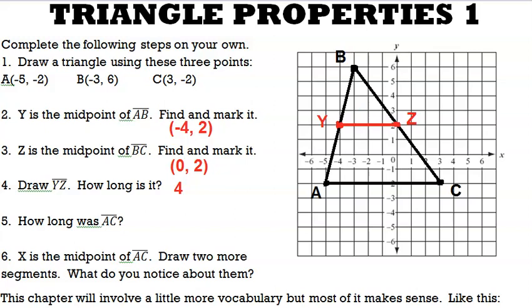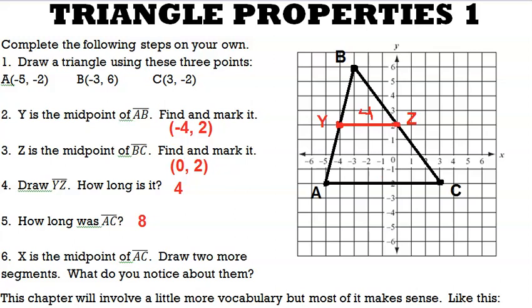It's not a coincidence. If you look at question number 5, how long was AC? If you were to count the squares from (-5, 2) to (3, 2), it was 8. That is not a coincidence. This was 4. This was 8. That is not a coincidence. And that's one of the things we're going to talk about today.